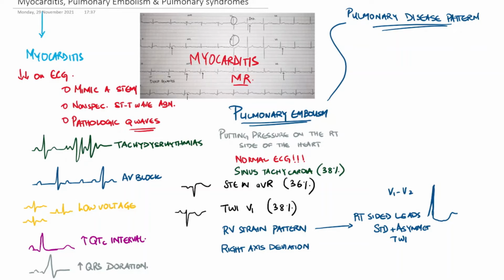Again, since we're putting pressure on the right side of the heart, you can get the clockwise rotation of the heart, also known as right axis deviation. That is followed by the infamous S1, Q3, T3. Now what that essentially means is that you have a deep S wave in lead 1, a deep Q wave in lead 3, and a T wave inversion in lead 3, hence the name S1, Q3, and T3. Note that this was present in 20% of cases with pulmonary embolism.